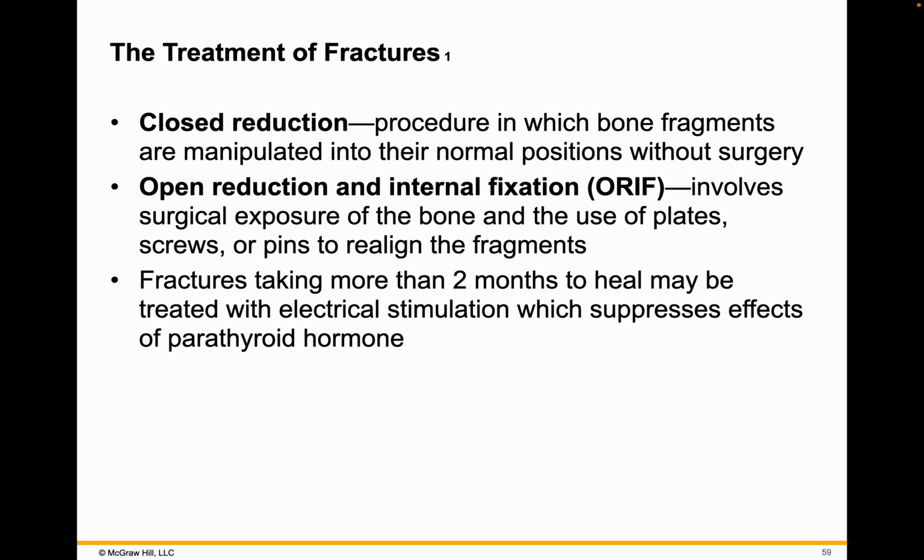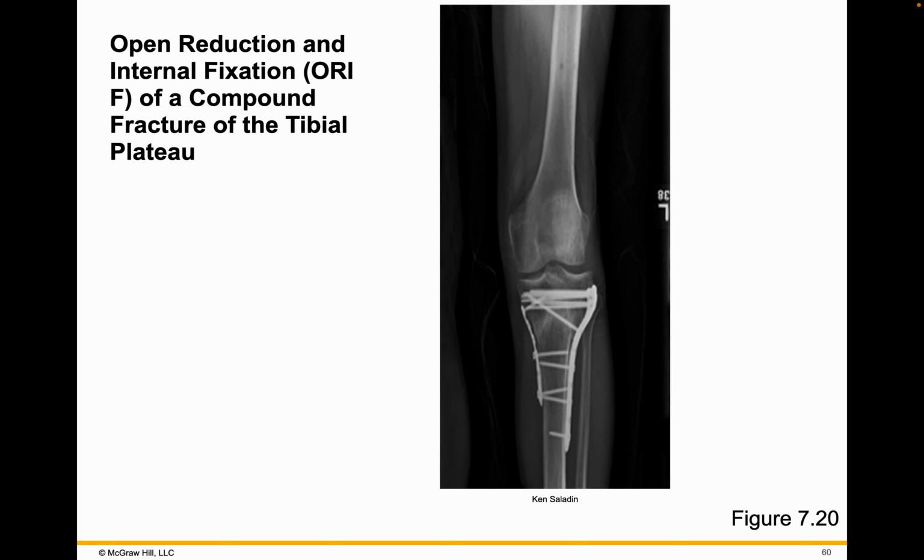Closed reduction is a procedure in which the bone fragments are manipulated into their normal positions without surgery. An open reduction and internal fixation involves surgical exposure of the bone, then the use of plates, screws, or pins to realign the fragments. Fractures that take more than 2 months to heal may be treated with electrical stimulation, which seems to suppress the effects of parathyroid hormone. Here is an open reduction and internal fixation of a compound fracture of the tibial plateau.